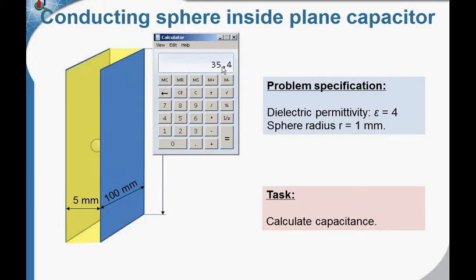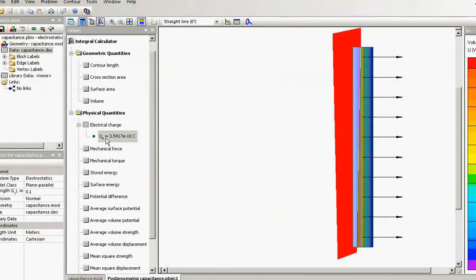So this is 45.4 10 to the power of minus 12, because the permittivity of vacuum is 8.85 10 to the power of minus 12. So we can say I get the same value with QuickField.